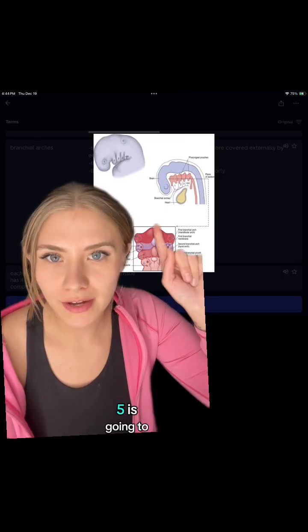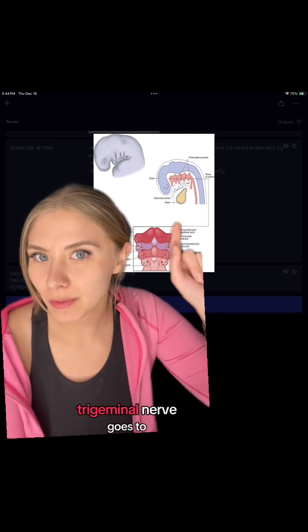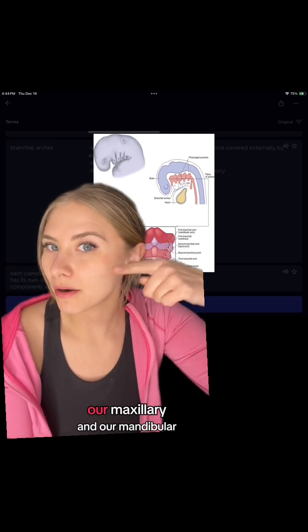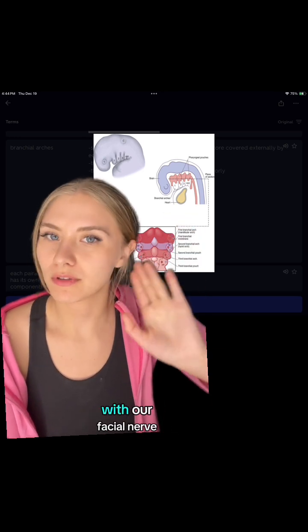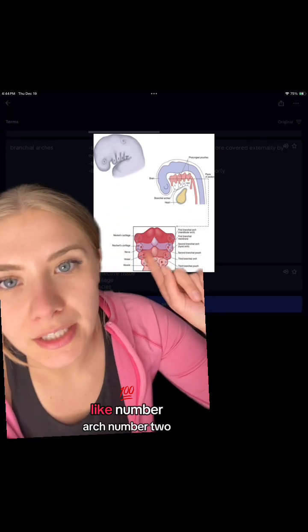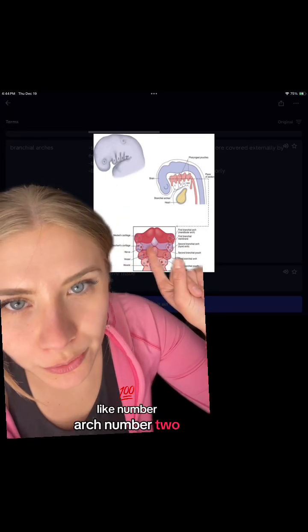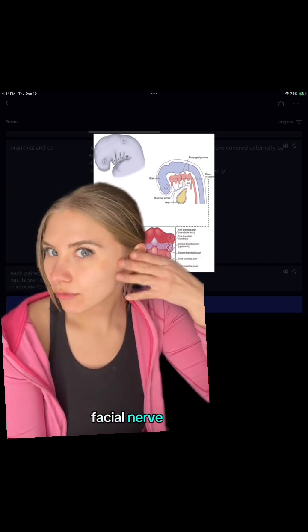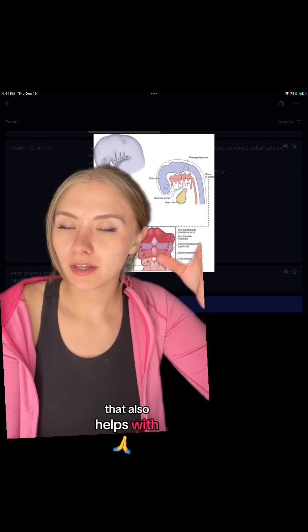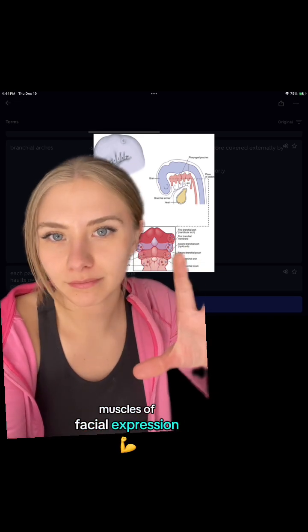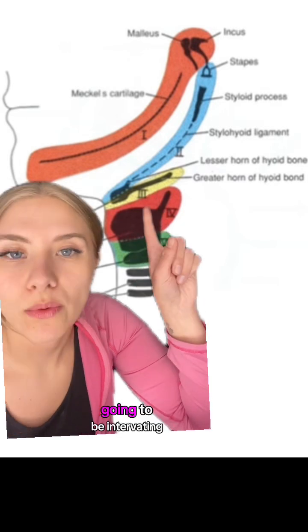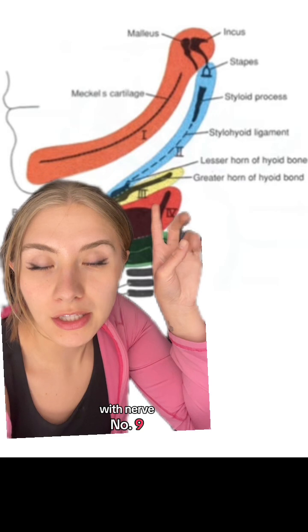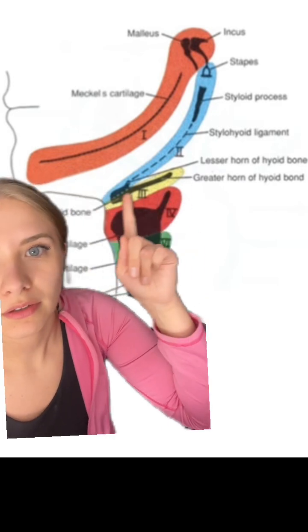Cranial nerve number 5 is going to be the trigeminal nerve. The trigeminal nerve goes to our eyes, our maxillary, and our mandibular. It also connects with our facial nerve, like arch number 2. That's connected to our facial nerve. That also helps with muscles of facial expression. This is arch number 3. Number 3 is going to be innervated with nerve number 9, the glossopharyngeal.